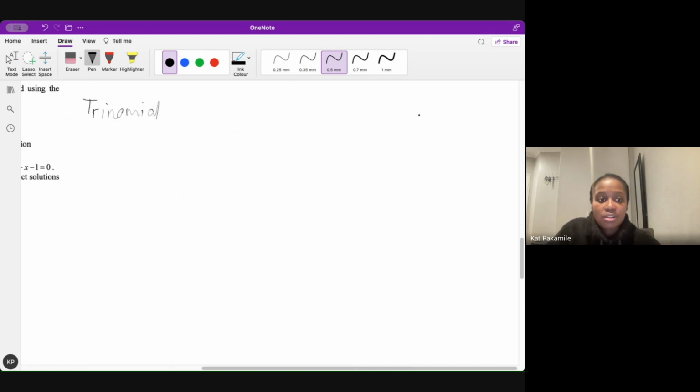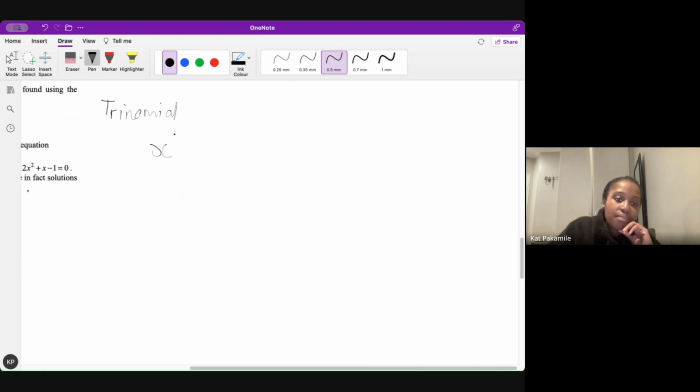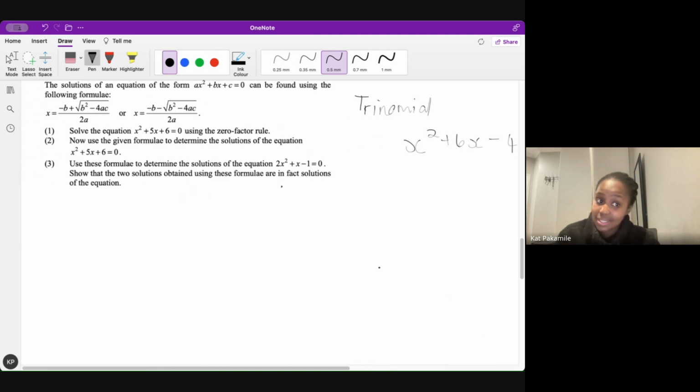So let me give you an example before we deal with that. If I have x squared plus 6x minus 4, is there any way that factors of 4 are going to give me a 6x in the middle? Any way at all? No. So this is where this guy comes in.